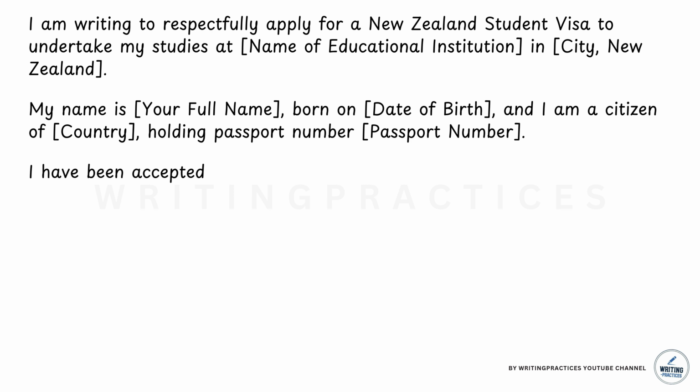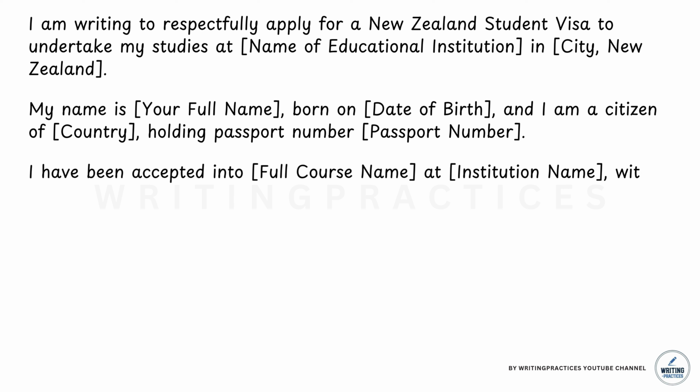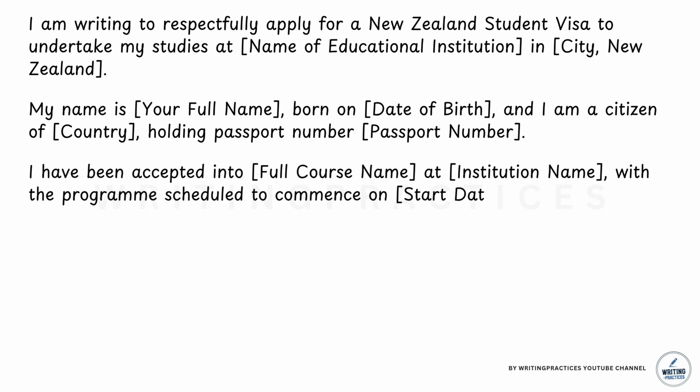Study program details. Now explain the course you will study. Example, I have been accepted into the Bachelor of Information Technology at the University of Auckland, with the program scheduled to commence on July 20, 2026, and conclude on June 30, 2029. The duration of my course is 3 years.